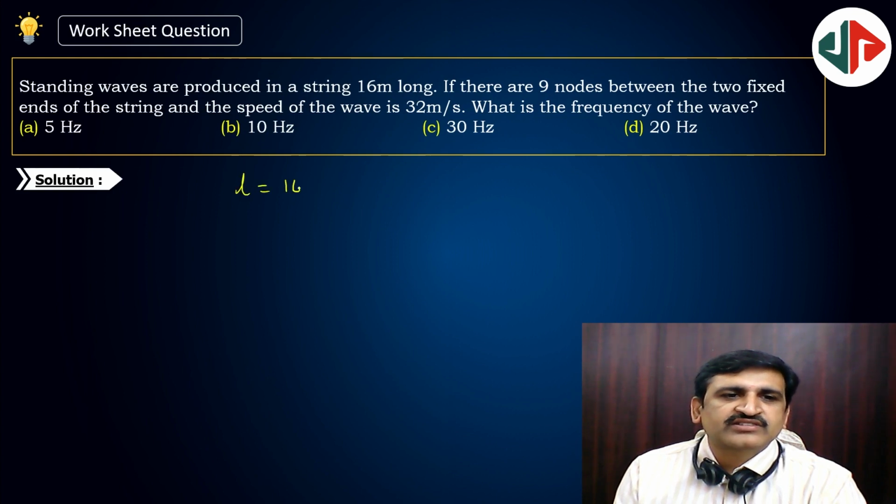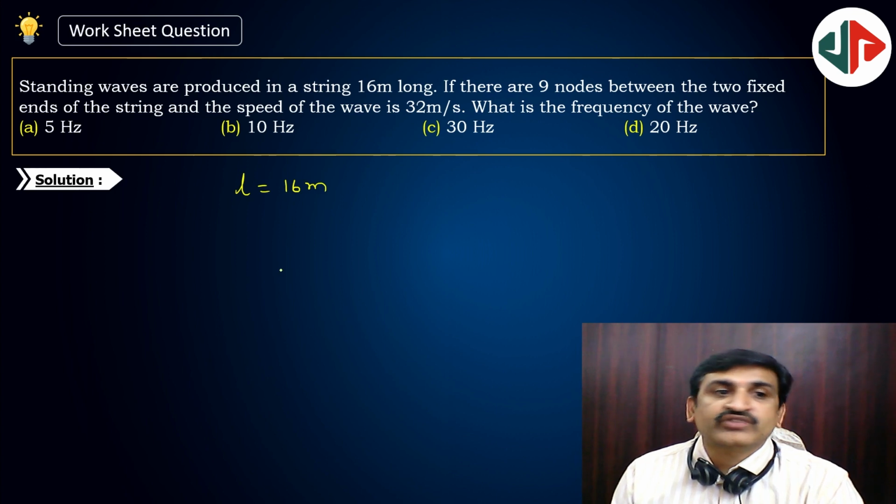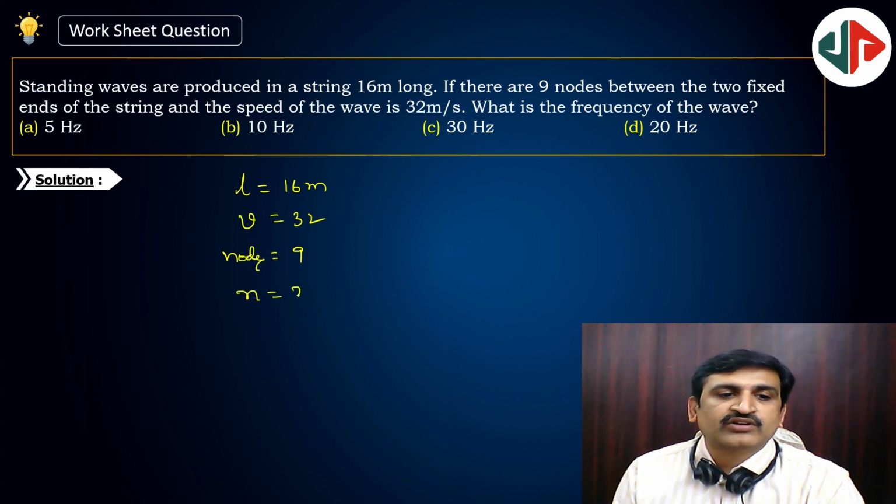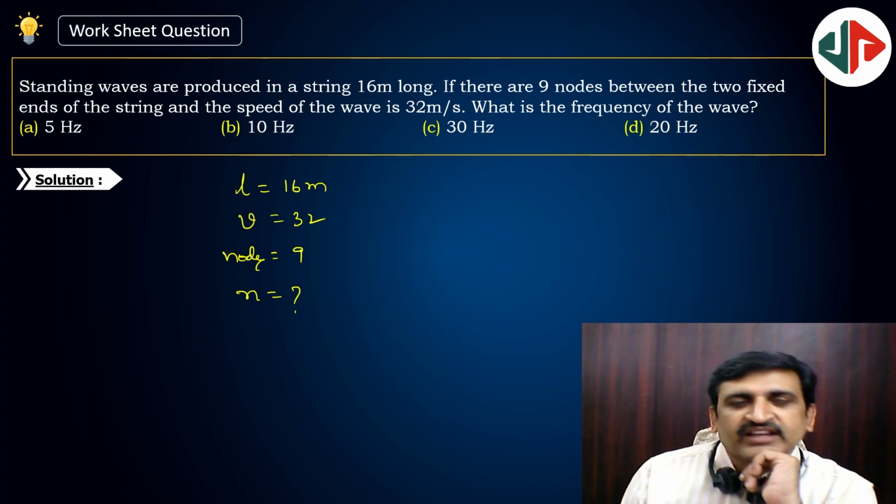Next, standing waves are produced on a string 16 meters long. L is equal to 16 meters. Here there are 9 nodes between the two fixed ends of the string, and the wave velocity is equal to 32. Number of nodes is 9. What is the frequency of the wave? N is equal to how much? 9 nodes means how many loops? Can you guess? Yeah, you are right.